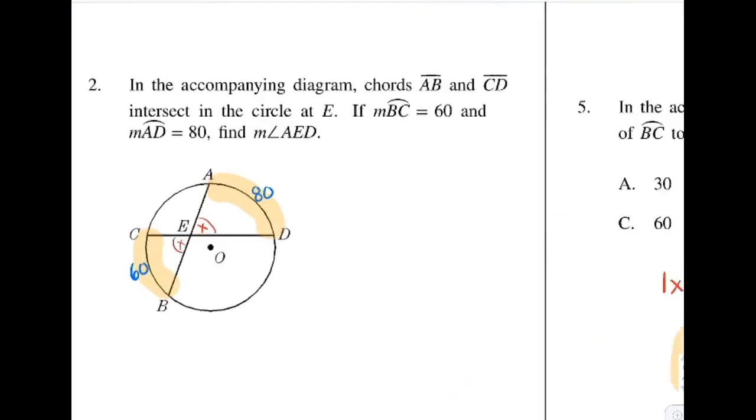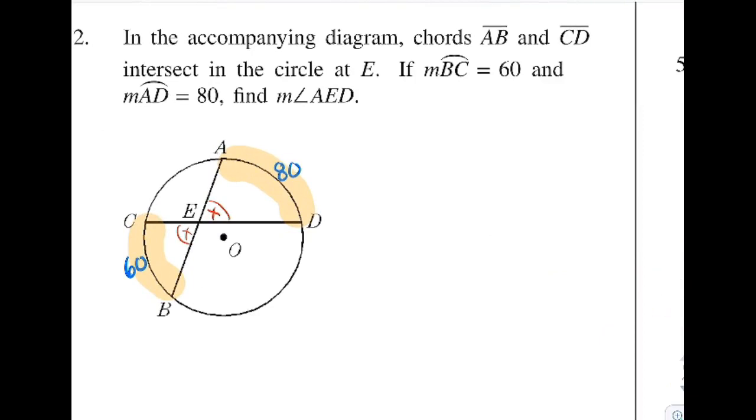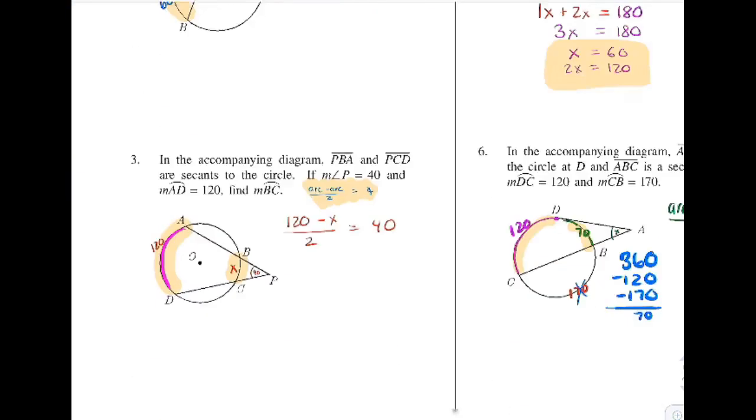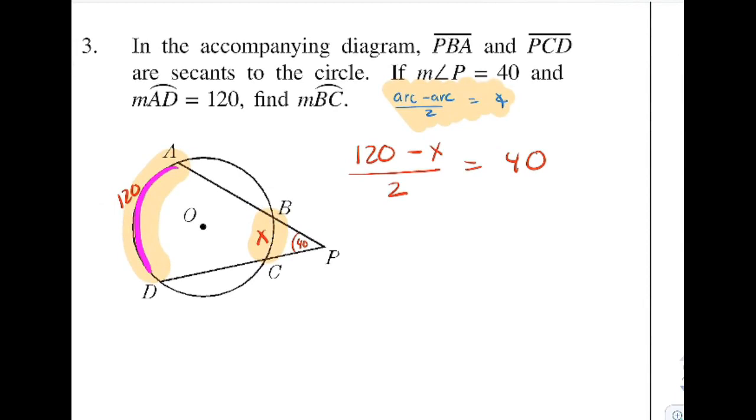Number 2. This is a simple two chords making an angle inside the circle. So it is the two arcs added up divided by 2, and that equals 140 divided by 2, which is 70.